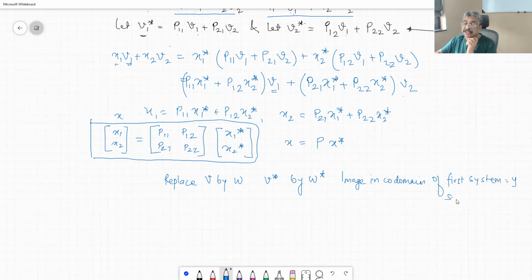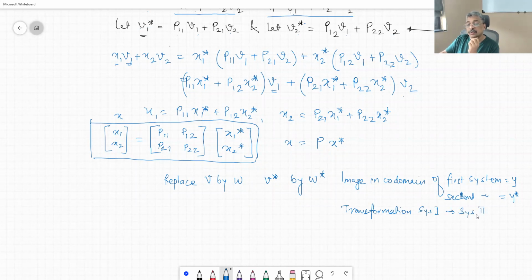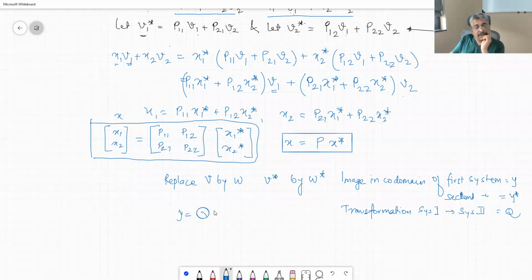Image in codomain of second system is Y star, and the transformation from system 1 to system 2 is Q. Then what we will have is an equation like this: Y is equal to Q times Y star. Exactly the same, exactly similar.